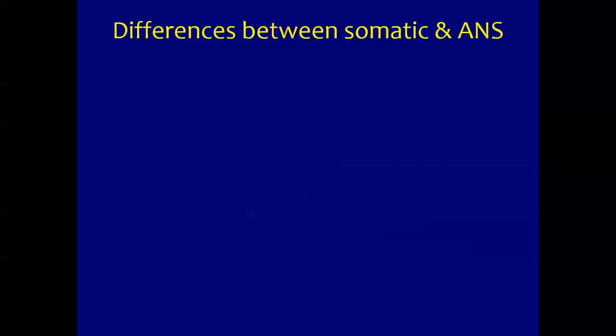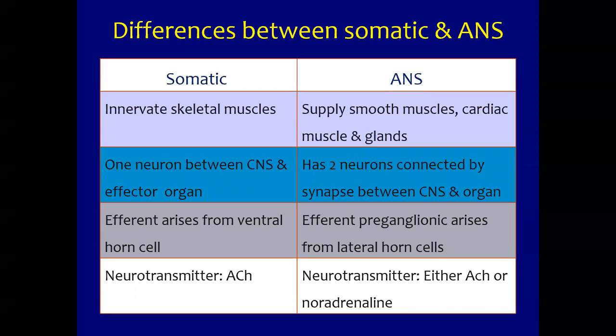The difference between somatic and autonomic: as I mentioned, the somatic system innervates skeletal muscles, which are under your control. You decide. The autonomic nervous system, the ANS, supplies smooth muscles, cardiac muscle, and glands, secretions, which are not in your control. In skeletal muscle, the somatic system has one neuron between the CNS and the effector organ, whereas the ANS has a neuron connected by a synapse between the CNS and the organ, known as a ganglion. The ganglion lies between the effector organ and the nerve arising from the CNS. In between, there is a connection, a synapse. That's the ganglion.